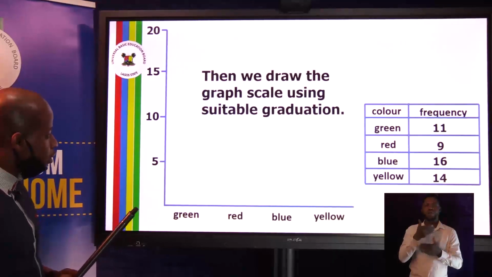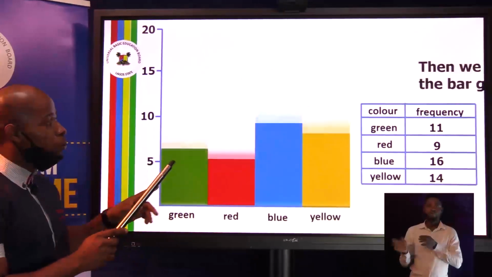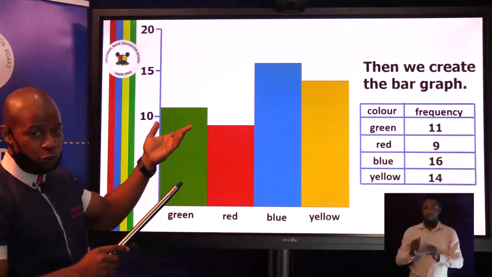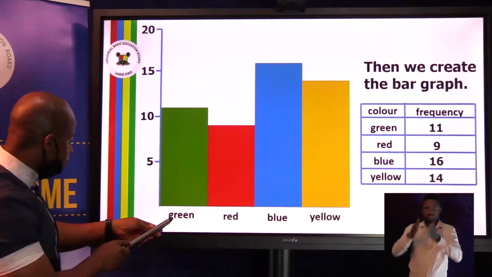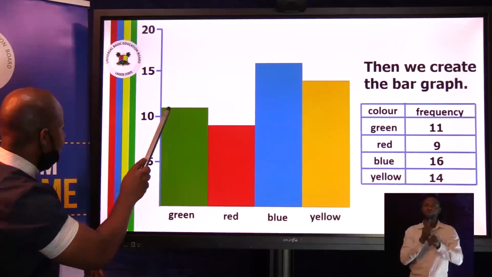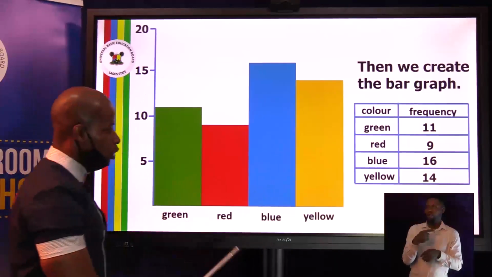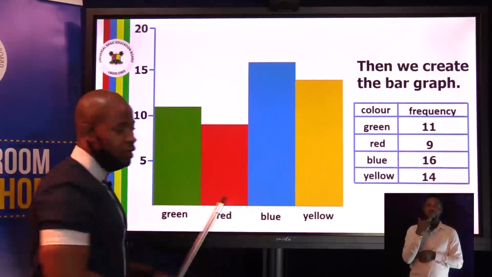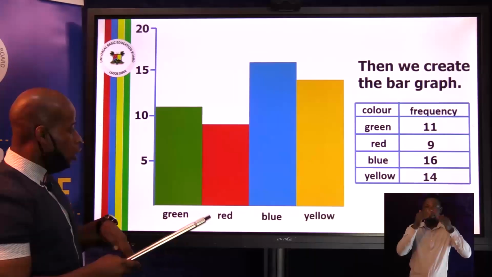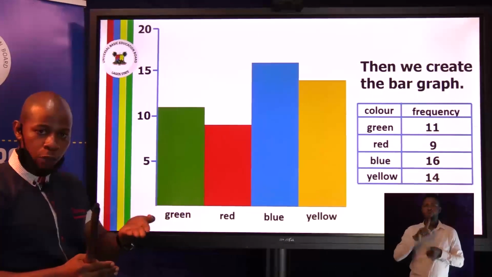What is the next thing that we're going to do? Now we're going to draw bars. Look at the bars come up. See, green is stopping just after 10. It should be 11. Now you see that there are 11 green balls. There are 9 red balls, so the bar will not be up to 10. It will just stop before 10.